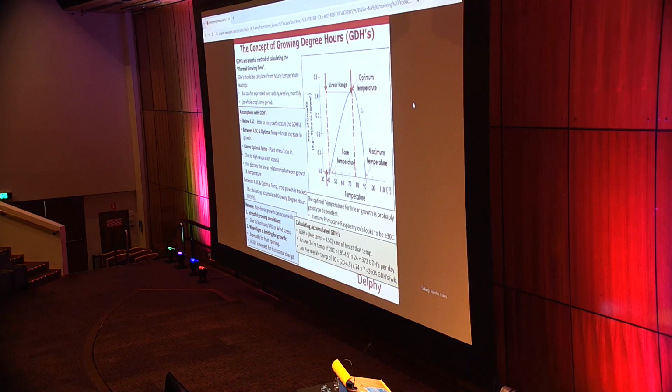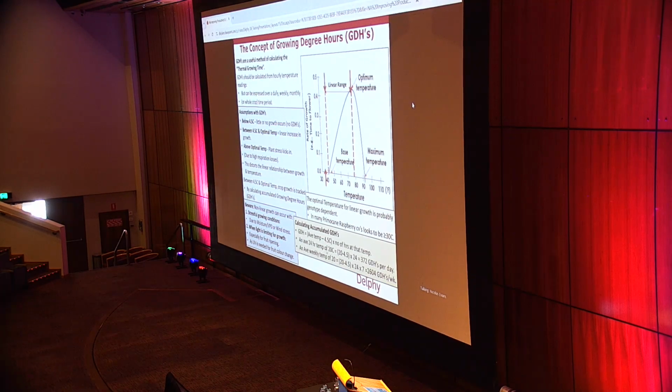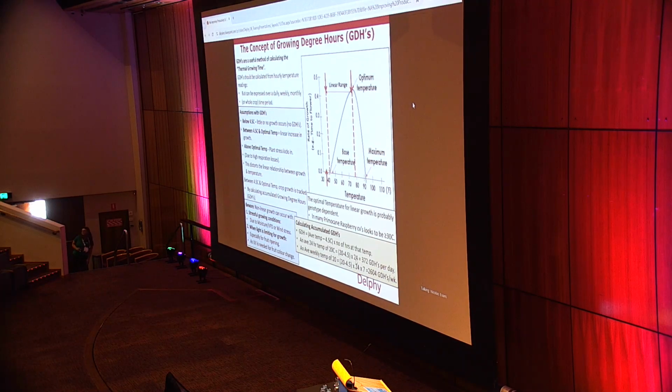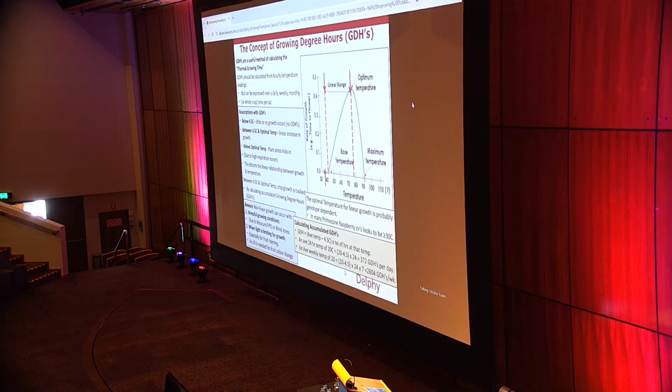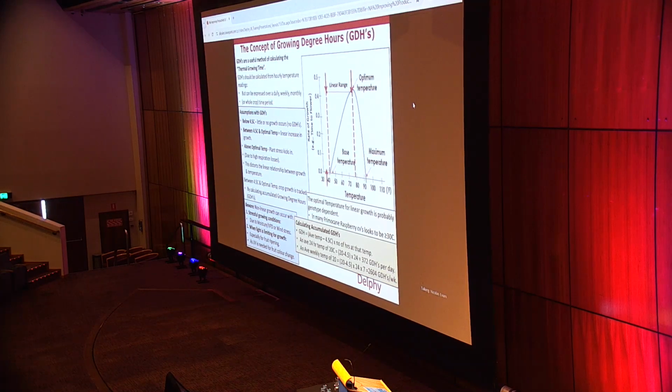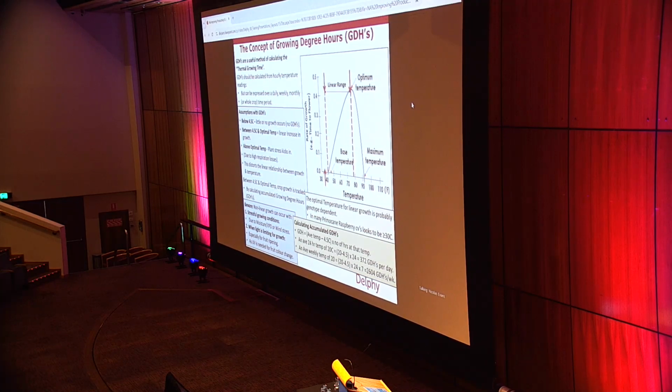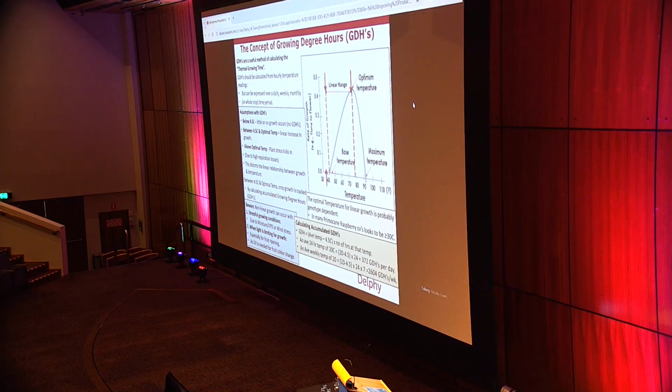Calculating GDHs, it's the average temperature minus 4.5 times the number of hours at that temperature. So an average 24-hour temperature of 20 degrees C would be 20 minus 4.5 times 24, and that would give you 372 GDH in a day. It's important to be aware that non-linear growth can occur in stressful conditions, for example, due to moisture stress, VPD, or wind.